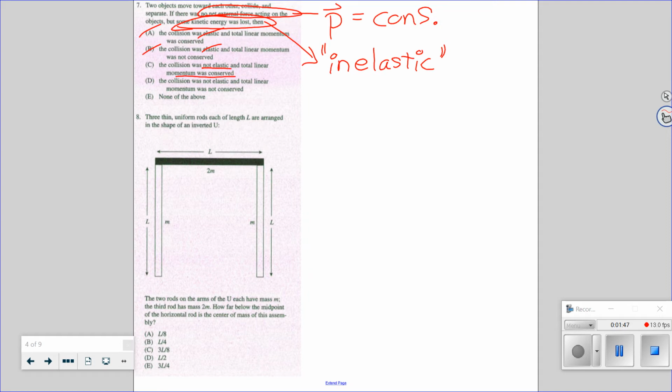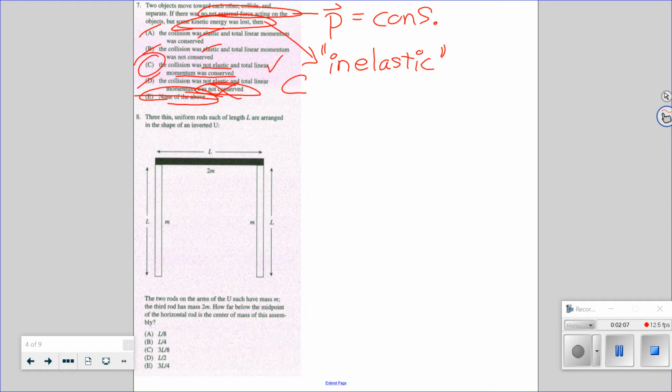So I think it's C, but I better read all the choices because I'm looking for the very best one. Not elastic, and momentum's not conserved? That's not even in our universe. But they could have said there was external forces. And then E, none of these. Now I found one that was pretty good. So I'm going to go with C.